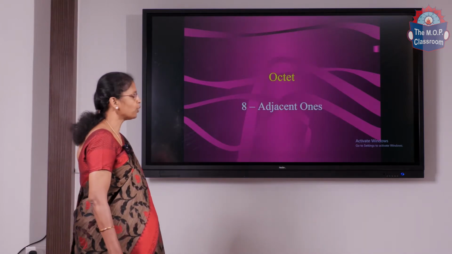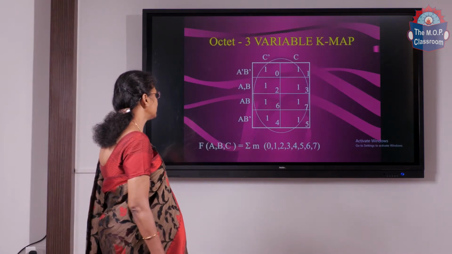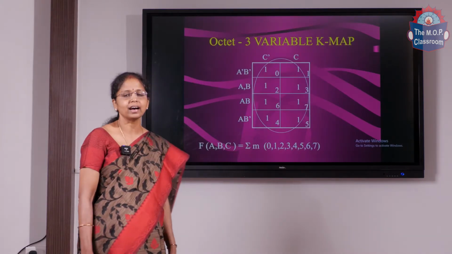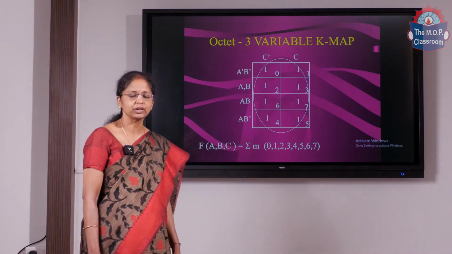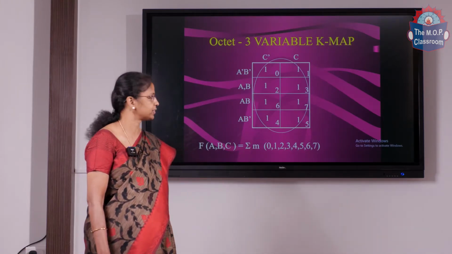Next, we will see how to form an octet with 8 adjacent ones. So, again we take a 3 variable K-map. So, all the cells are filled with 1. So, all the ones are adjacent to each other with respect to row and column. So, we group them as an octet.